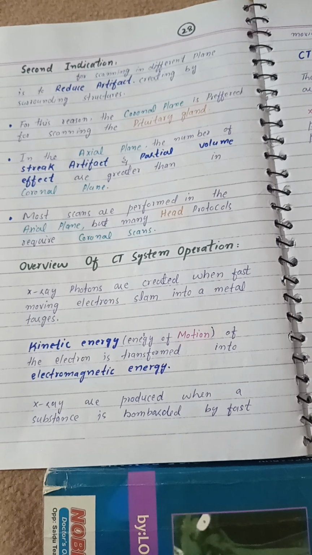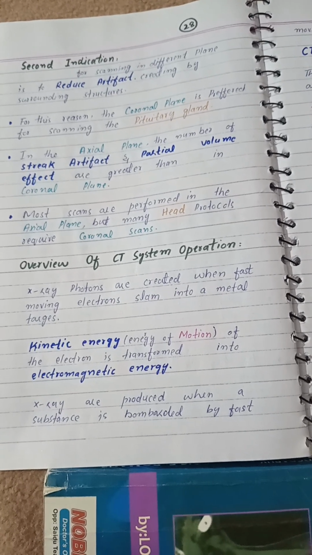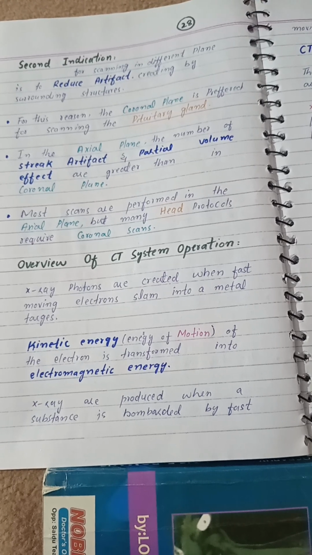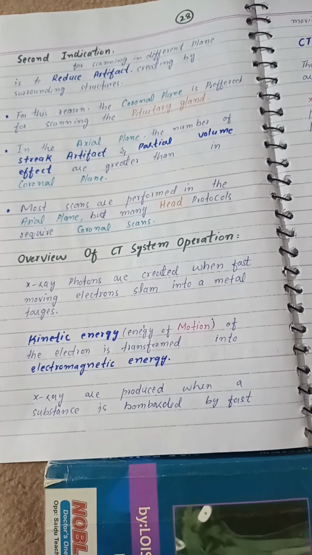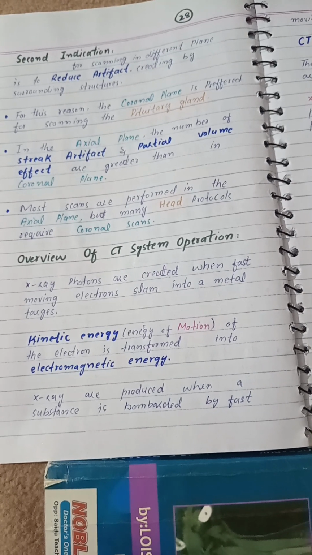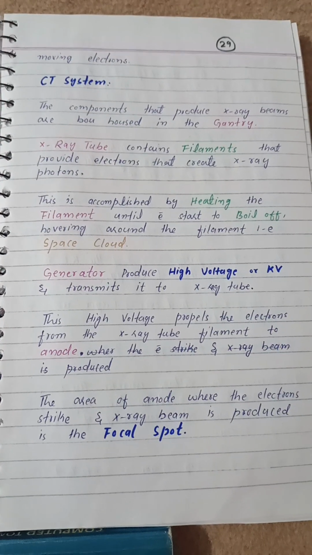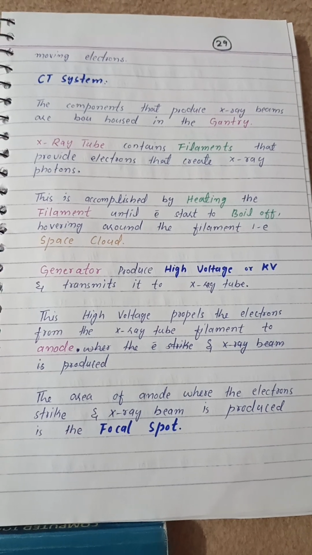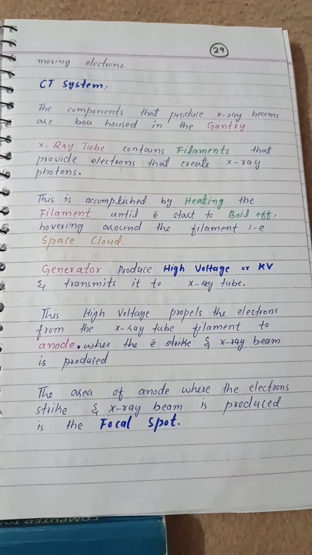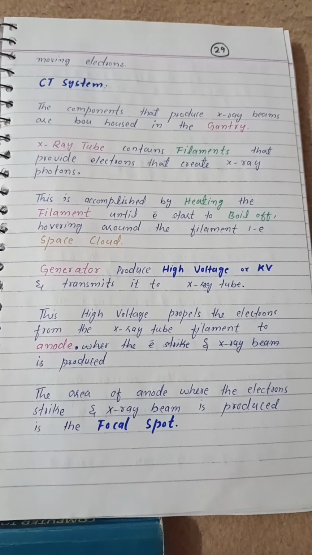Kinetic energy, the energy of motion of the electron, is transformed into electromagnetic energy. X-rays are produced when a substance is bombarded by fast electrons. In a CT system, the components that produce X-ray beams are housed in the gantry. The X-ray tube contains filaments that provide electrons that create X-ray photons.